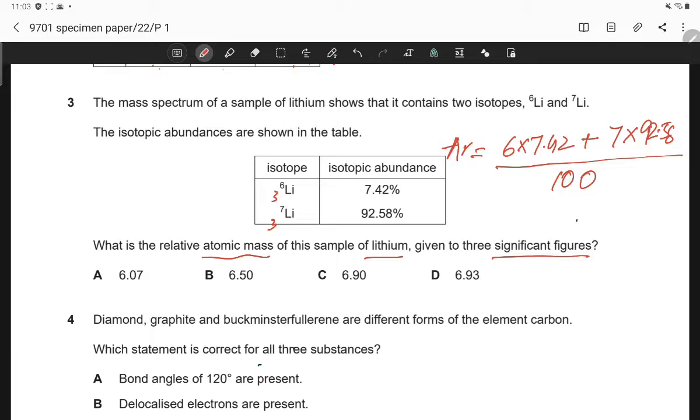You know that 6 into 7.42 plus 7 into 92.58 is equal to 694.12, divided by 100. So divided by 100, this is equal to 6.94. So 6.94, this is the best option.